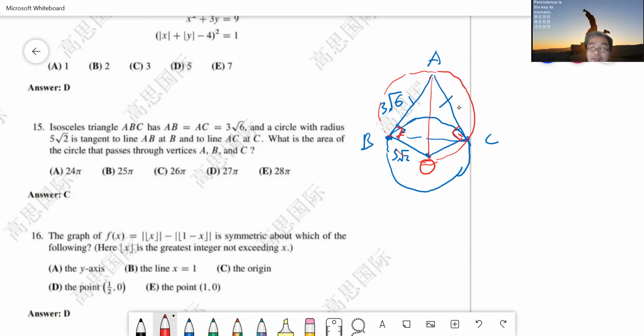Right? So this actually is on the same circle. So then we want to find what is the area of this circle. Because this right triangle, this actually is the diagonal. This just is equal to diagonal.